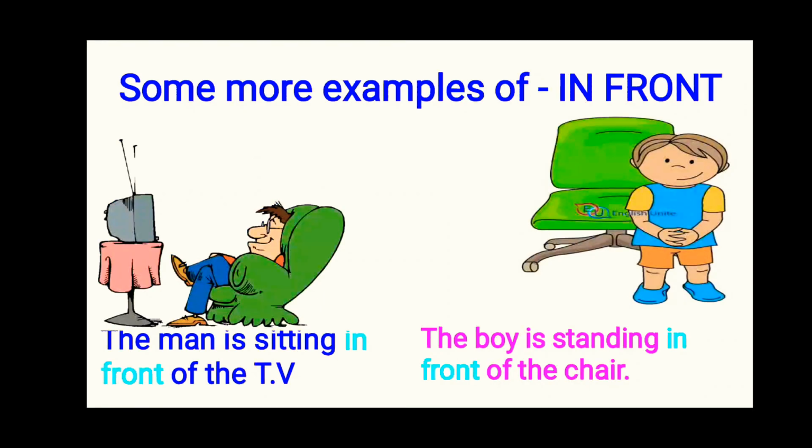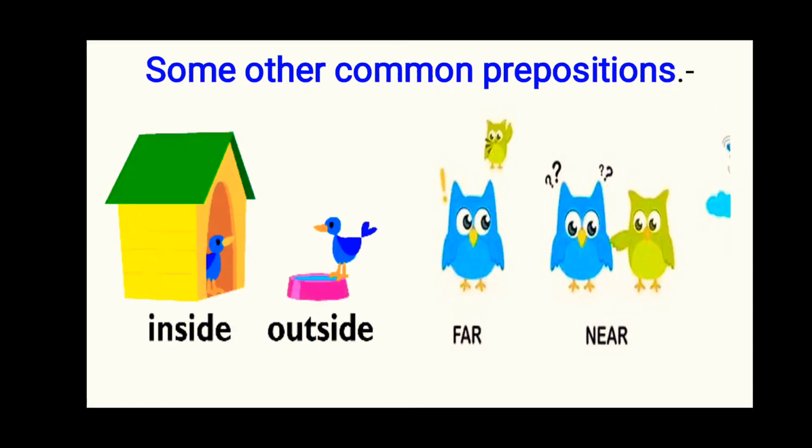Some more examples of in front. The man is sitting in front of the TV. The boy is standing in front of the chair. Now some other common prepositions that we use. Inside, just like in. Outside. This bird is outside this house. Far, when the distance between two things is more. Near, when the distance between two things is very less, then we use near.